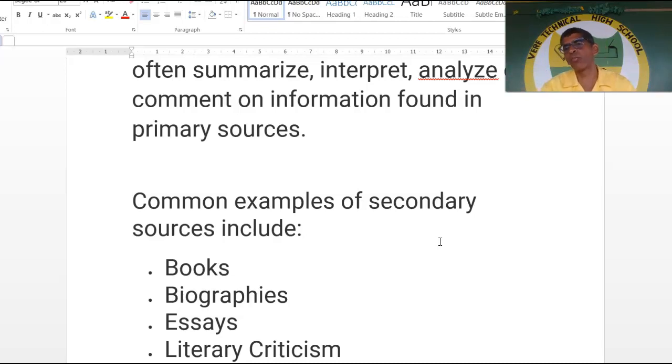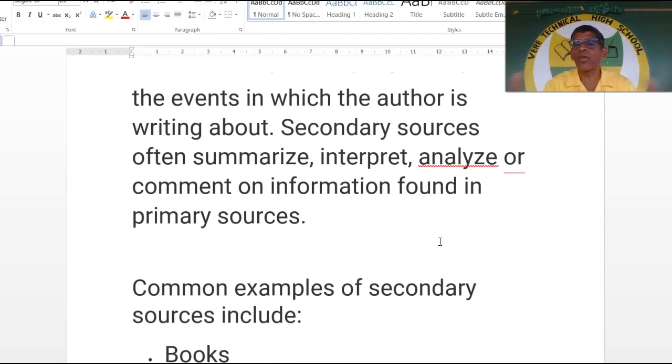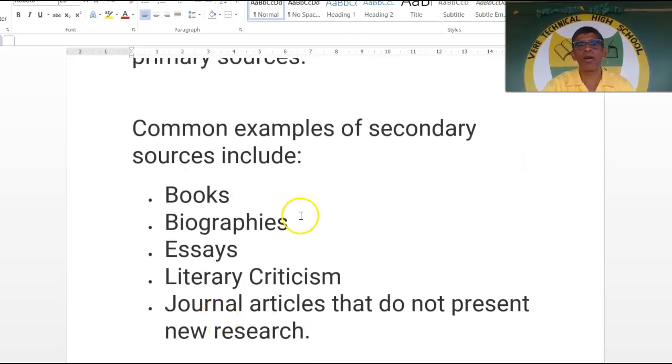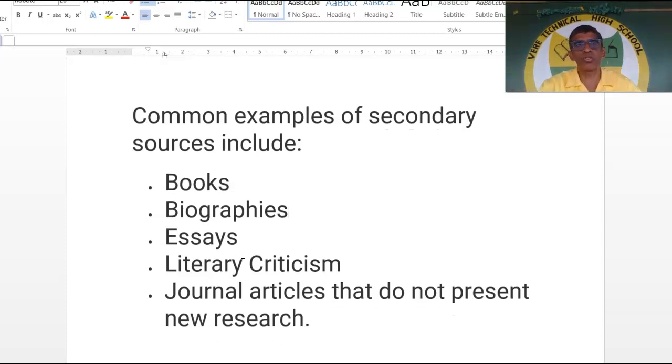So let us say I want to write about Paul Bogle. I would go and I would find all the information I can about Paul Bogle. I would summarize it. So see the keywords, I would summarize it. I would interpret the information. I would analyze the information. And then I would comment or write about the information. And I would put that in a book, all right, or in biographies, or I would write essays, or do literary criticism, or journals, or magazines. It's not there, but magazines or newspapers, things like those. All those are secondary sources.